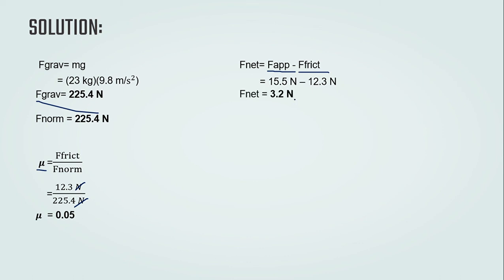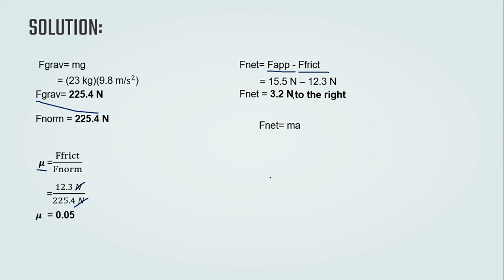So this is not yet finished. It needs a direction. As was also said in the problem earlier, the block of wood was pushed to the right, in which its direction would be to the right. So our F-net is 3.2 newtons to the right. Now, let's go and find the acceleration.